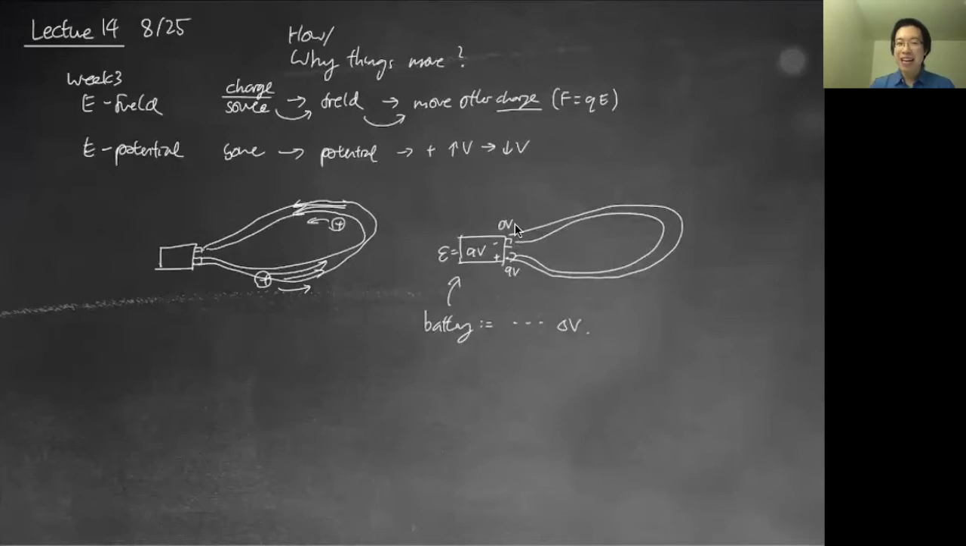So if it's a 9-volt battery, let's just for convenience set one of them to 0 and one of them to 9. Oh, actually these numbers don't really matter. It's just for convenience to visualize, because now I can visualize all the positive charges here.